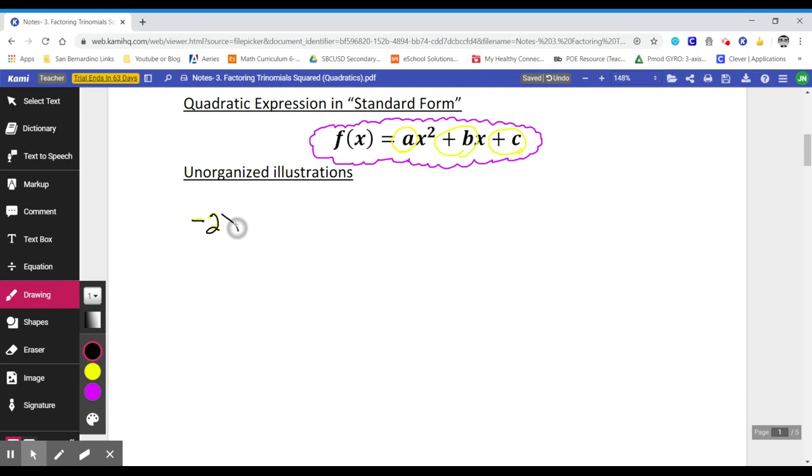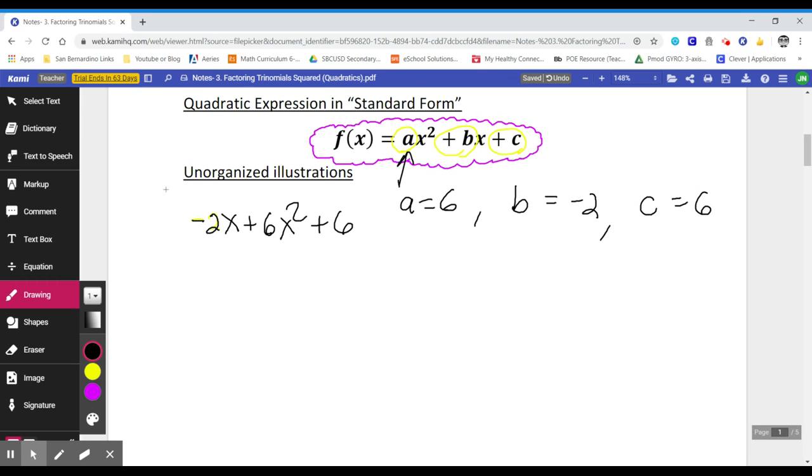Let's say we have negative 2x plus 6x squared plus 6. And if I were to ask you what is a, b, and c, you should know that a is the number in front of the x squared. So in this case, a is equal to 6. b is equal to the number in front of the x. So in this case, b is equal to negative 2. And then finally, c is the number that doesn't have a variable. So in this case, c is going to be equal to 6.